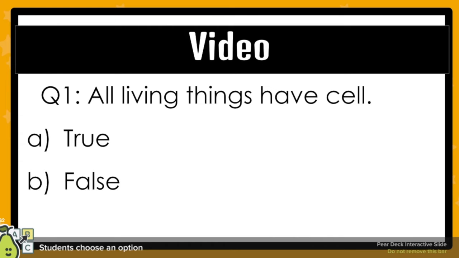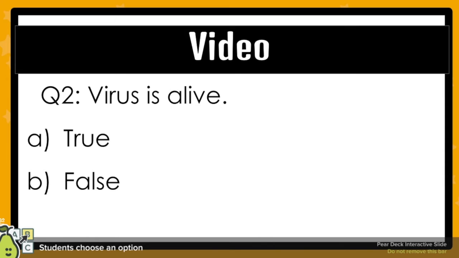Question 1. All living things have cells. True or false? The answer is true. All living things, they do have cells. Number 2. Virus is alive. True or false? False. Virus has DNA. However, virus does not have a cell and virus cannot replicate by itself.